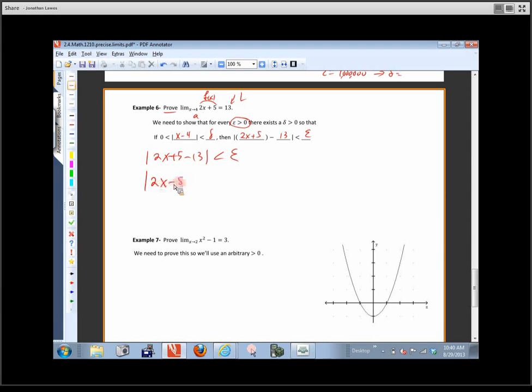2x minus 8 less than epsilon. You want to take the shortcut on this one since it's linear? Let's do 2x minus 4. Gosh, look how nice that is. Divide both sides by 2, and here's what I've got.